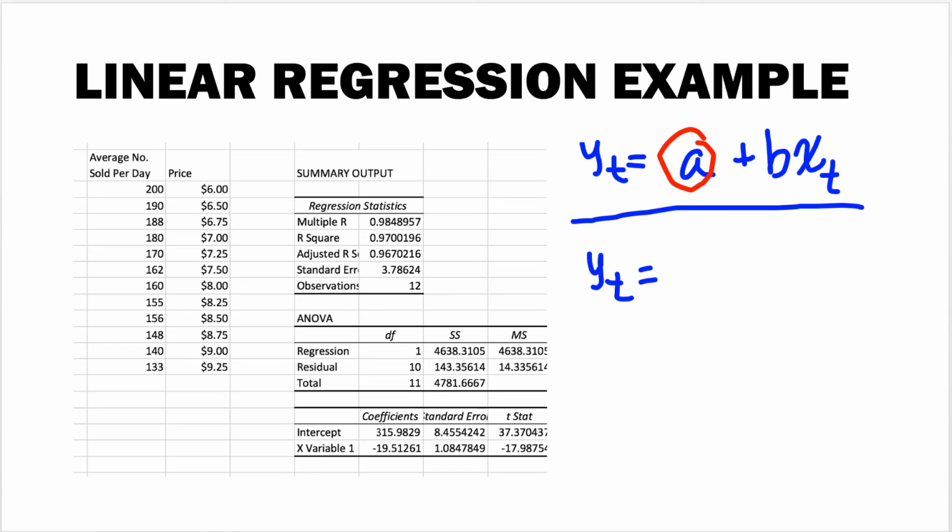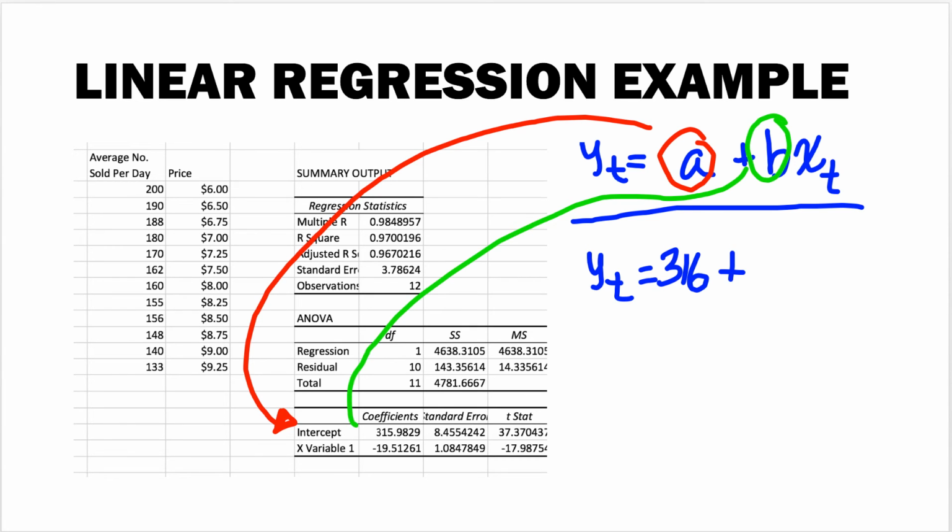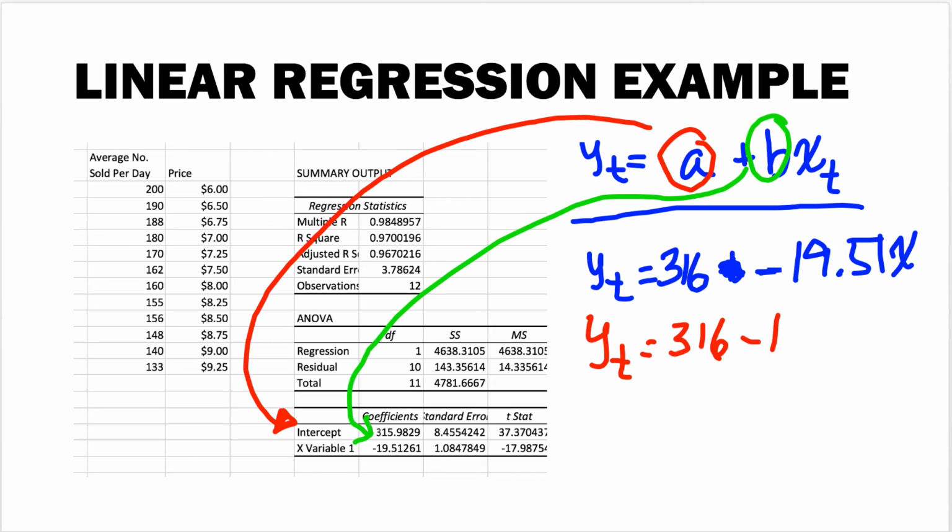And as I said in an earlier video, A, the y-intercept, can be found right here. So in this case, A equals 316. Plus B, which is the slope. The slope can be found right here. So we enter that number. So because it's a negative, we'll do minus 19.51 x. Now we have our model, which is y equals 316 minus 19.51 x.